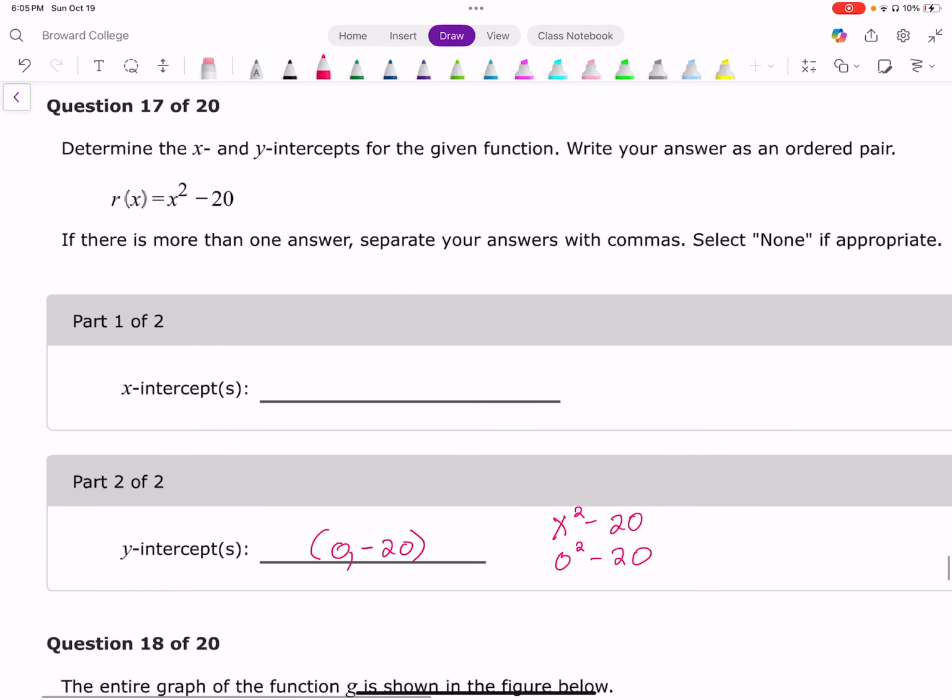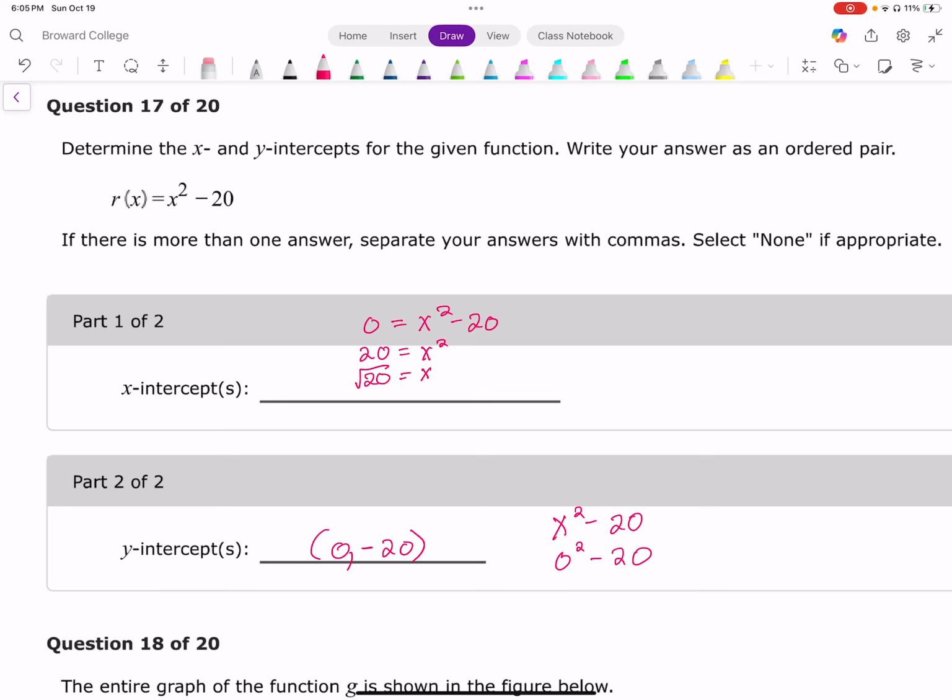Now, the x-intercept for this problem itself might be a little bit tricky if you're not used to using your radical. So we substitute 0 for y, so 0 is equal to x squared minus 20. You move 20 to the other side, so you have 20 is equal to x squared. Therefore, x is equal to the square root of 20.